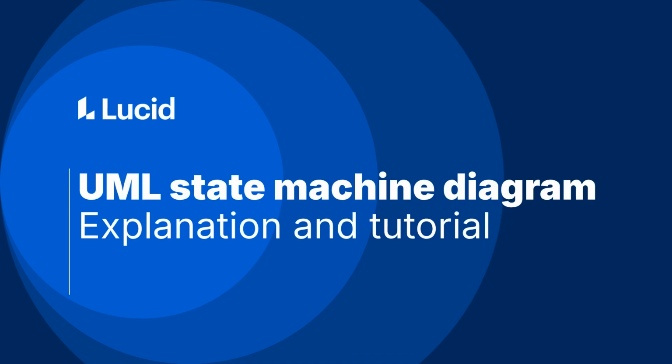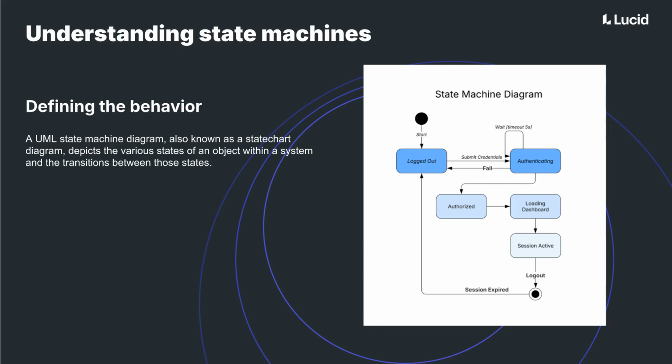In this video, we'll explain everything you need to know about UML state machine diagrams and show you how to build your own using Lucidchart's intelligent diagramming features. What is a UML state machine or state chart diagram? It's a diagram used to model the dynamic behavior of a single object by showing its lifetime of various states.